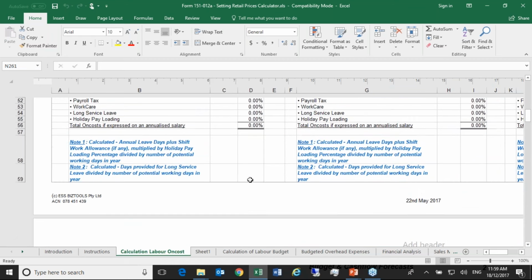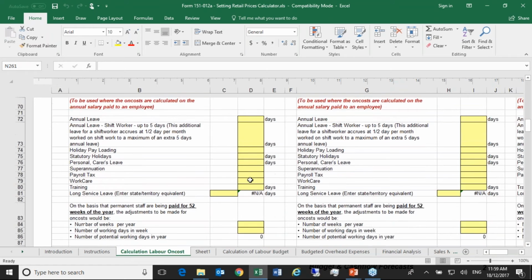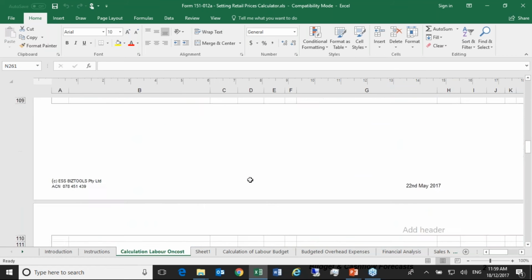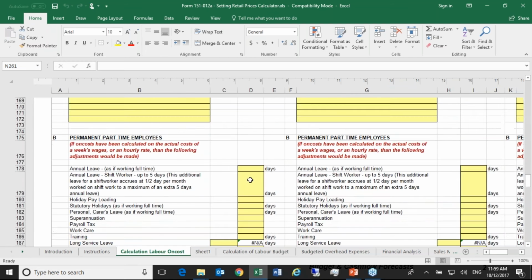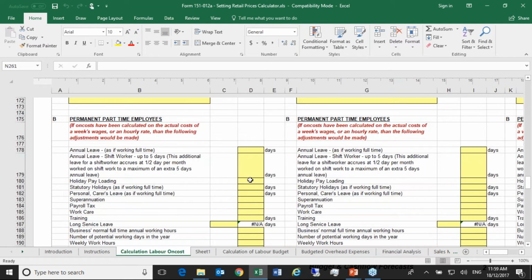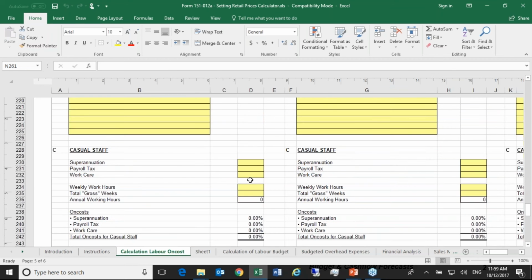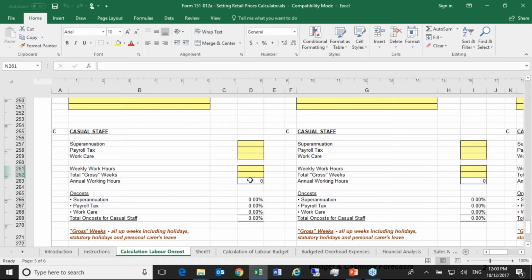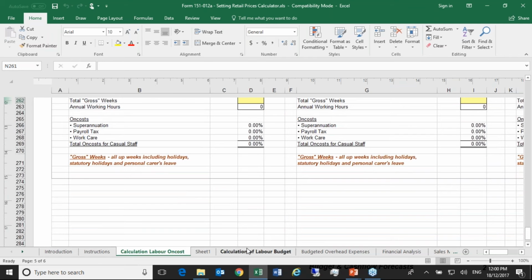The system will then look at permanent full-time employees on the same basis, and part-time employees and casual staff, so that all of the components of the labour on cost have been included in the calculation.